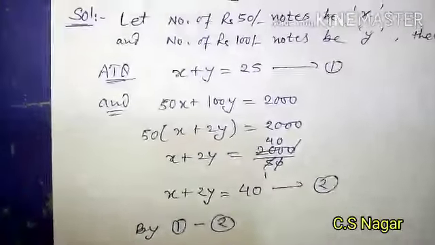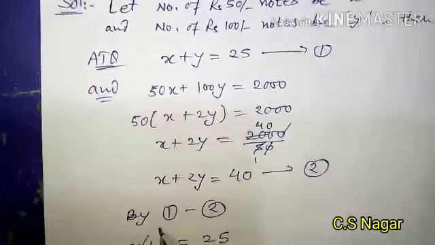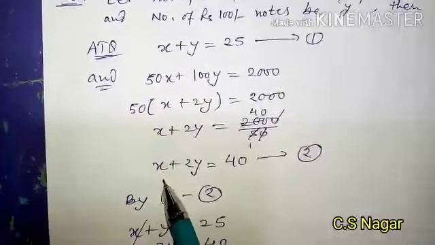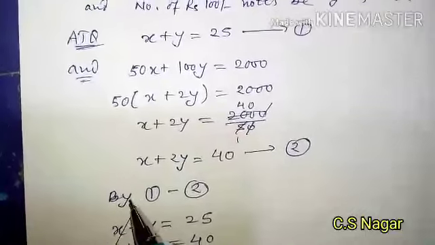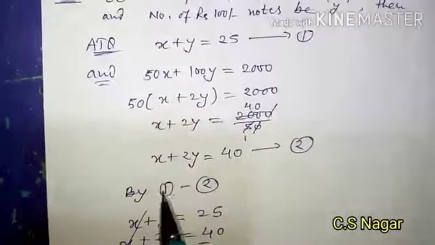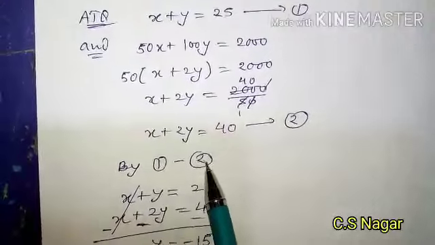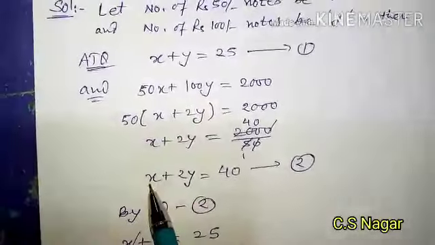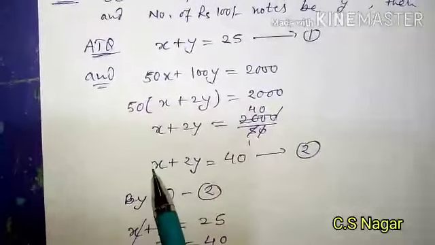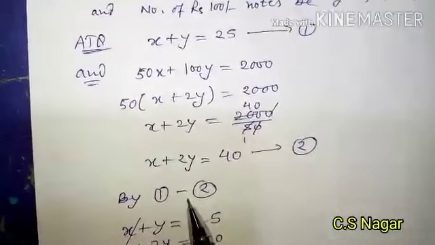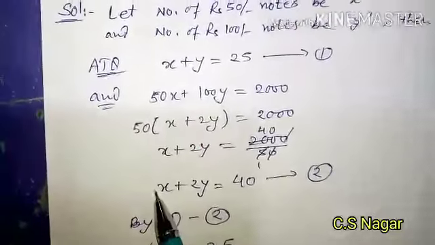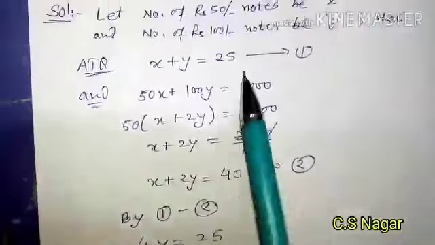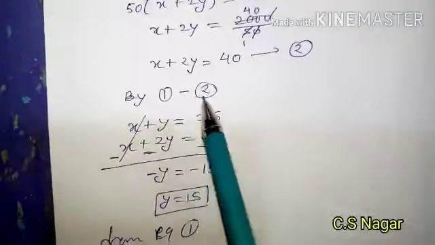Once again observe these two equations, equation number 1 and equation number 2. The coefficients of x are equal and both have the same sign, both positive. If both are equal and have the same sign, then we have to subtract, so by 1 minus 2. One thing we note: if both have the same sign, both positive or both negative, then we have to subtract. And if both have opposite signs, suppose this is plus x and this is minus x, then in that condition we have to add the two equations. So here we subtract these two equations.